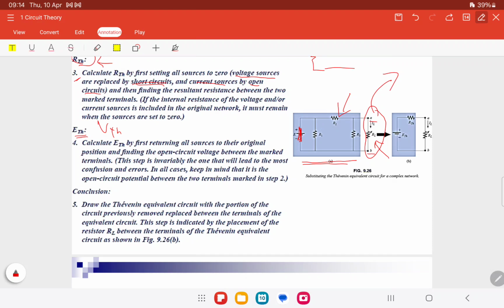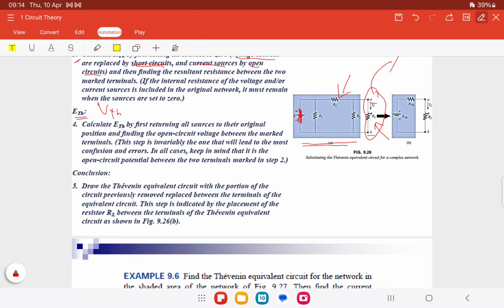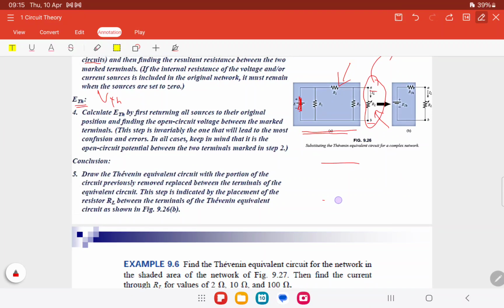Okay, for step number 4, once dah dapat the RTH tadi, so simpan je dulu. So guna balik circuit yang asal tadi, yang dah short, yang dah open tu, guna balik the value to get the VTH. VTH tu kat mana location dia? At the open node. Kat mana kita buka tadi tu, kat situ will be the VTH. So any element yang ada kat tengah tu, meaning that VTH across the element lah.